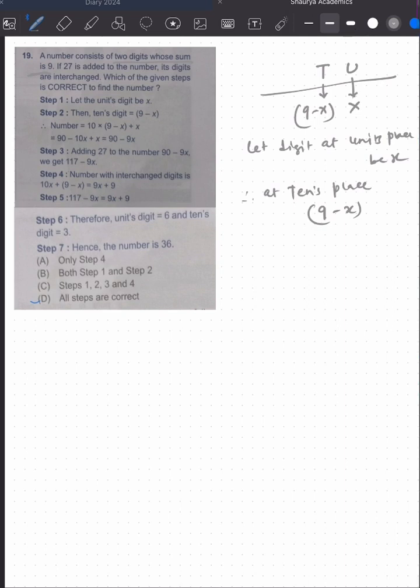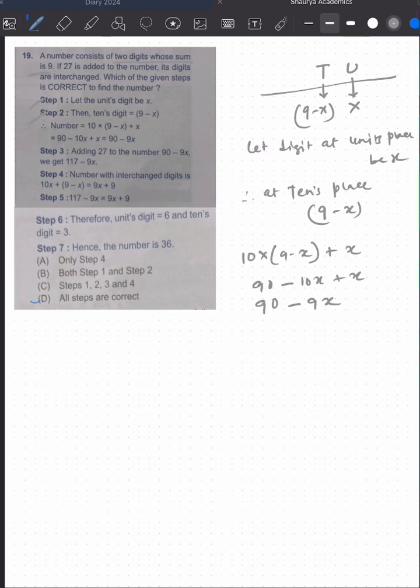So let the units digit be x. Yes. Then the tens digit is 9 minus x. Yes. Now what is the number? Since it is a tens place, we'll have to multiply it by 10. So 10 into 9 minus x plus x, right? Solve this. So 90 minus 10x plus x, which is 90 minus 9x. So step 1 is correct, step 2 is correct.